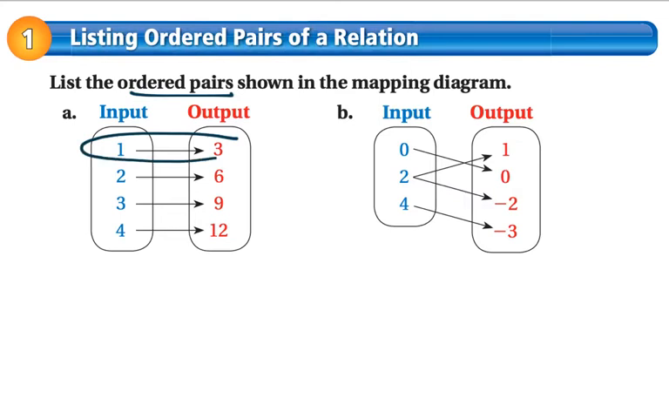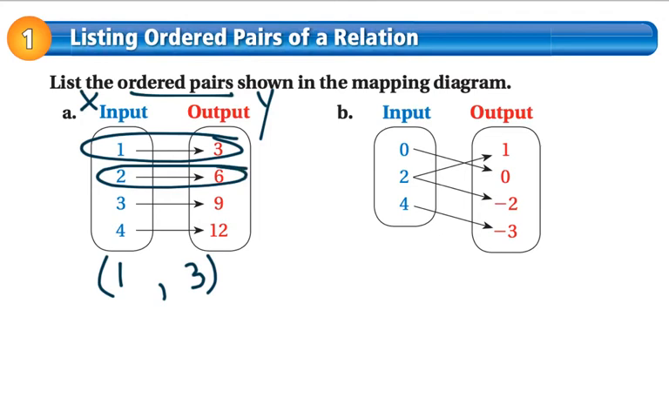So in part A, the first one we would have is the input of 1 with an output of 3. Remember from our previous slide that inputs are always x values, where outputs are going to be the y's, which means that the first ordered pair we'd have is just (1, 3). You'd continue down the mapping diagram in the same way. The next one would be (2, 6).